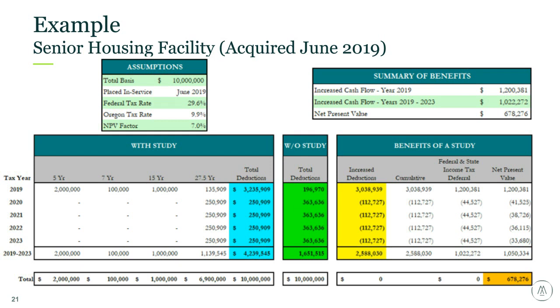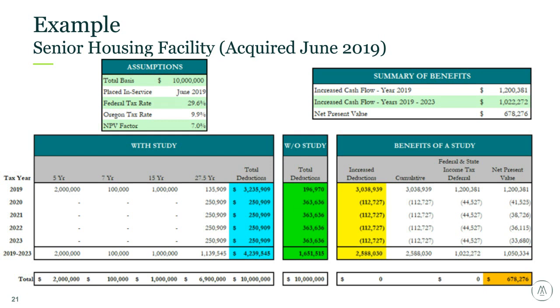Because the taxpayer would be able to utilize 100% bonus depreciation on the 5, 7, and 15-year assets, the entire cost of those categories are getting fully depreciated in the first tax year, 2019 in this example. So therefore, the total additional deductions in 2019 would be a little over $3 million. And using the federal and state tax rates, the overall net present value of the study would be approximately $678,000, which is in the orange box in the bottom right corner.